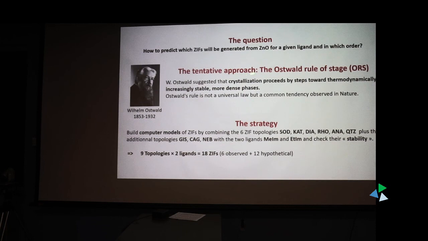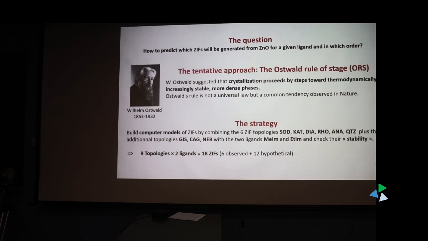of stages. Okay, so Wilhelm Ostwald was a famous chemist who studied crystallization, and he discovered the rule of thumb, which is not a universal law, but he proposed, and this happens very often, that crystallization proceeds in steps toward thermodynamically increasingly stable, more dense phases. In other words, you have first an unstable phase, very porous, then a more stable phase, with lower and lower porosity.